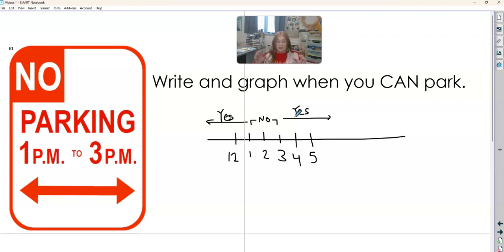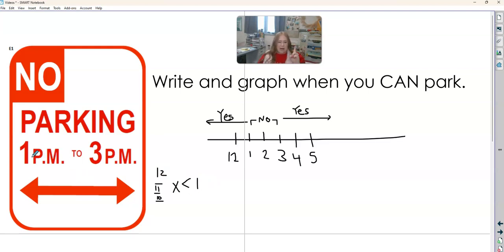So where do my circles need to be? I need to start thinking, so I'm comparing X to 1. Can I park there? We know we can park before then. I can park there at 12. I can park at 11, 10. These are all less than 1, which seems weird, but right, we're going over time. Earlier hour would be a better word, earlier.